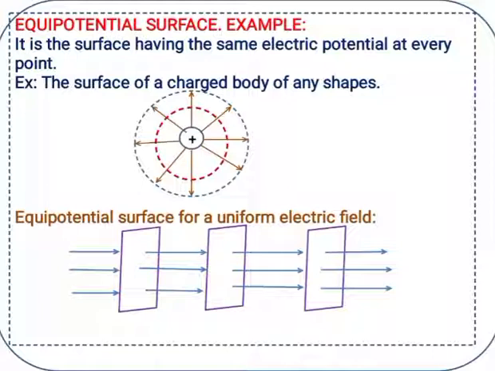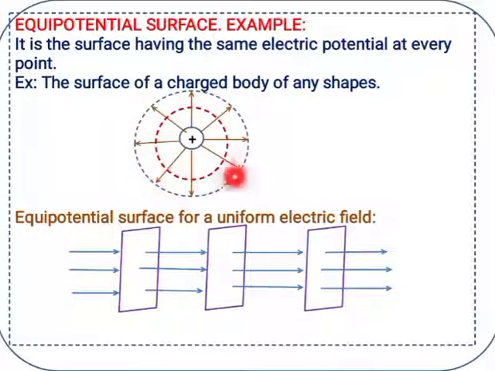Now next concept, equipotential surface with example. Equipotential surface means what? It is the surface having the same electric potential at every point. The sentence is very simple. The surface having the same electric potential at every point.